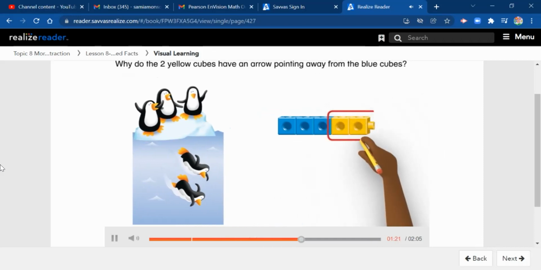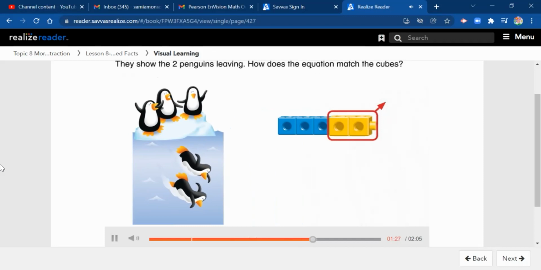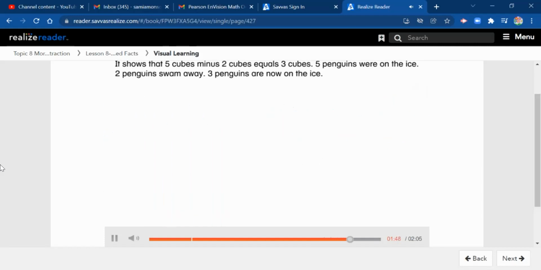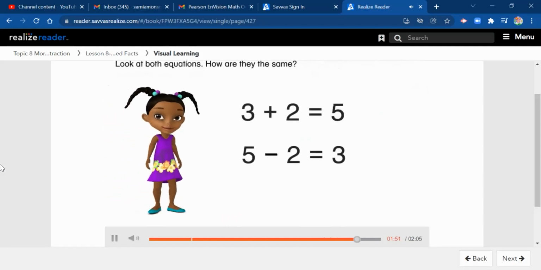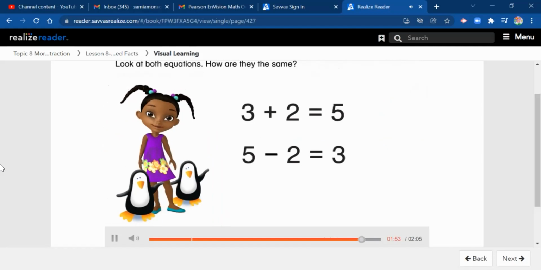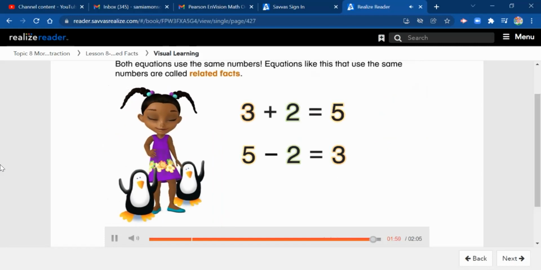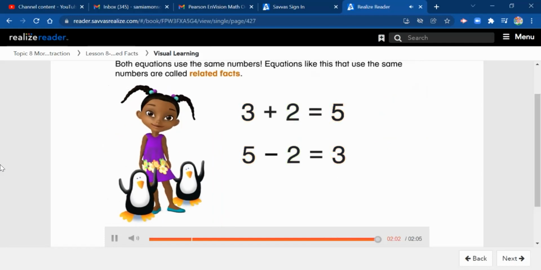Why do the two yellow cubes have an arrow pointing away from the blue cubes? They show the two penguins leaving. How does the equation match the cubes? It shows 5 cubes minus 2 cubes equals 3 cubes. 5 penguins were on the ice. 2 penguins swam away. 3 penguins are now on the ice. Look at both equations. How are they the same? Both equations use the same numbers. Equations like this that use the same numbers are called related facts.